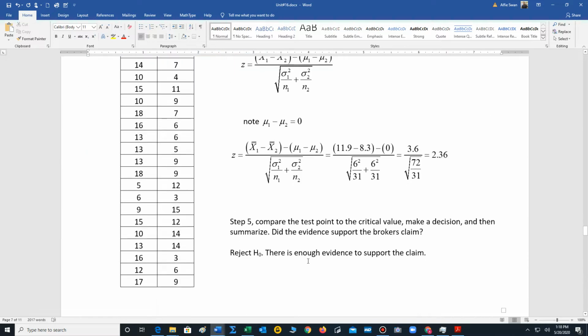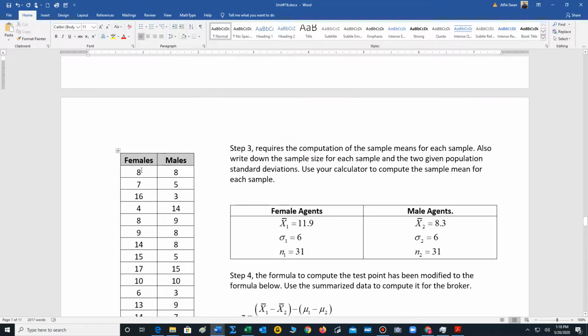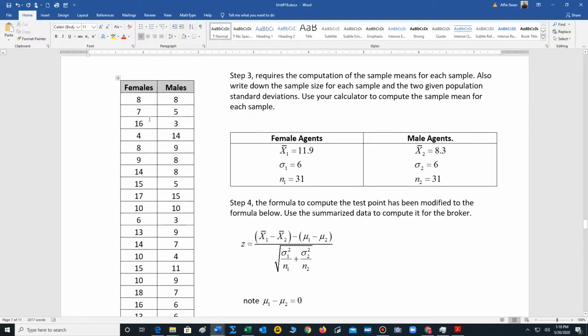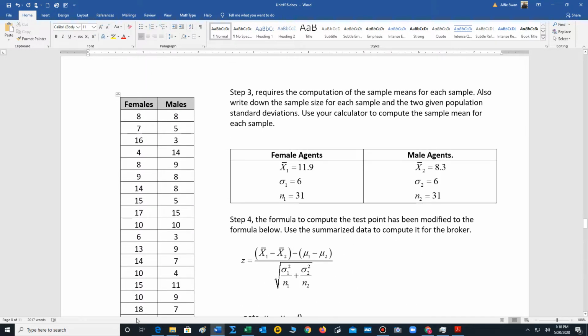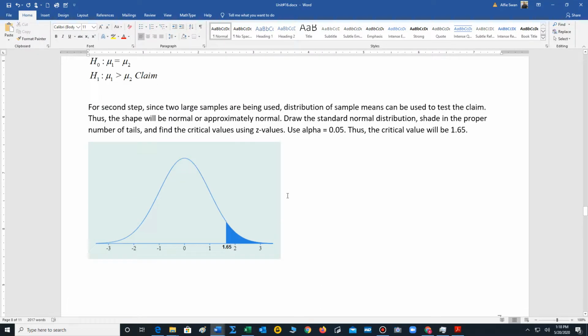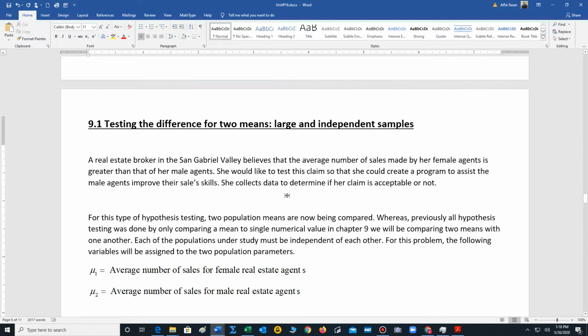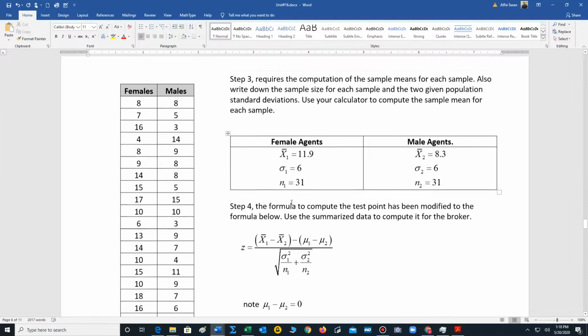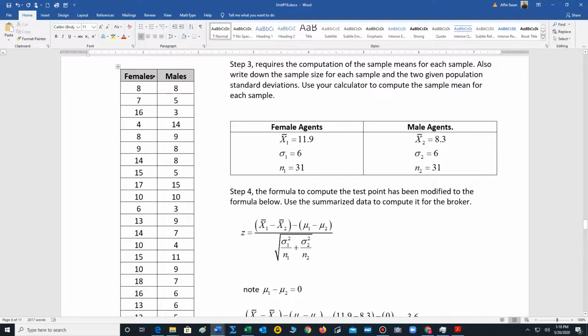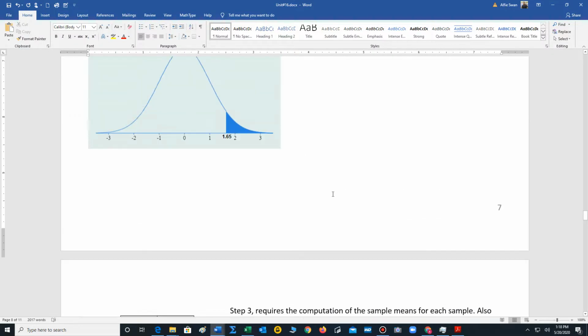Now we do have our data values here, so what we do next is we will type in each of these data sets into our calculator to compute the sample mean. Alright, so let's do that. For the females, the sample mean was 11.9. For the males, the sample mean is 8.3. For both population standard deviations, it's equal to 6.